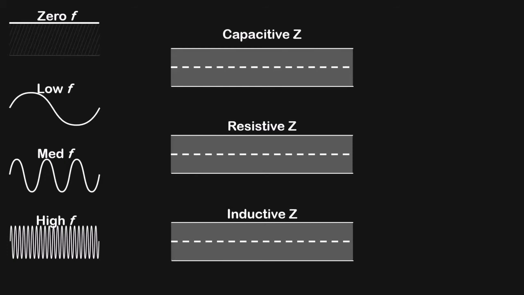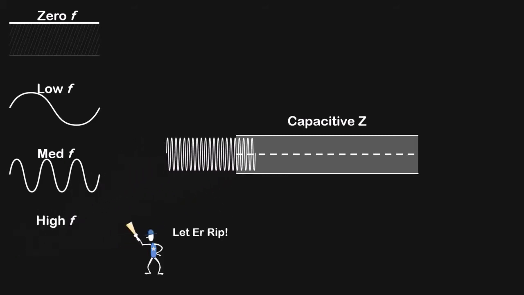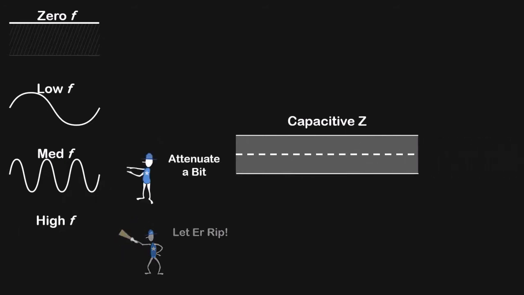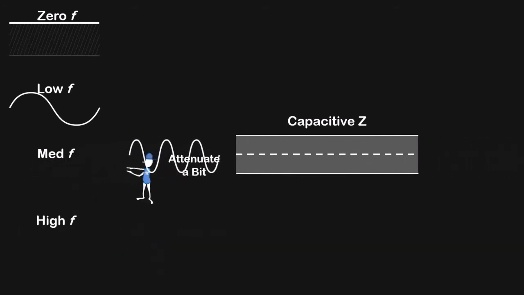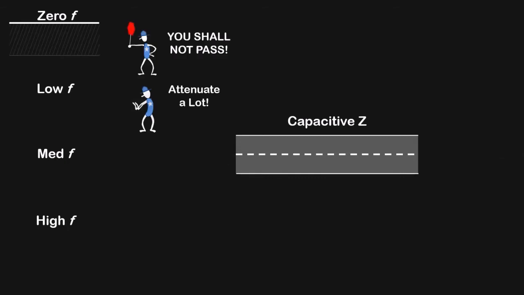Reviewing what we have already seen, the capacitive component of impedance treats the different frequencies in different ways. To the high frequency, it says, let her rip, open highway with no attenuation. To the medium frequency, it says, gonna let you pass, but you gotta attenuate a bit. To the low frequencies, it says, whoa, buddy, barely gonna let you squeak through. You have to attenuate a whole bunch. And to the steady state frequencies, it says you are not gonna pass.